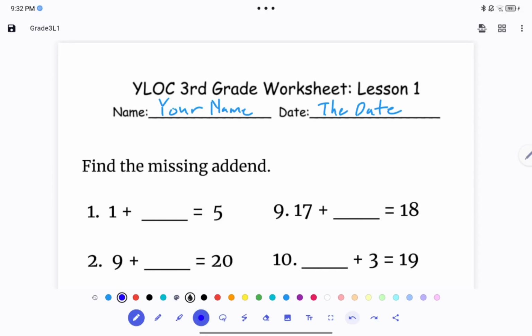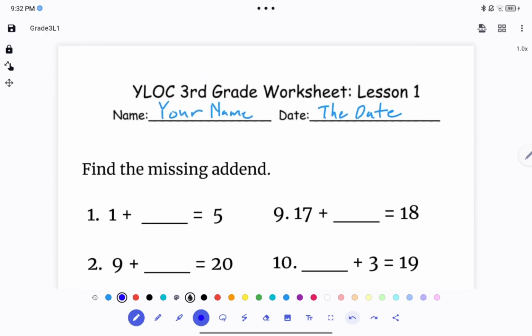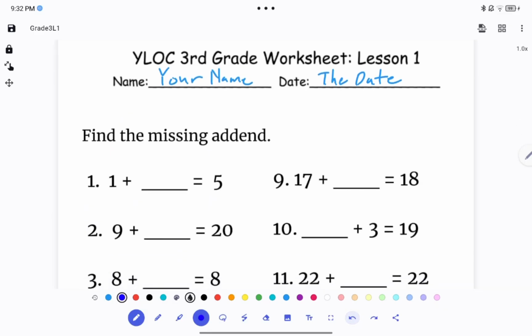Today we'll be going over this 3rd grade worksheet. So, the first set of problems, the first 16 problems are about finding the missing addend. Now what does that mean? It basically just means finding this missing number over here that makes this equation true.